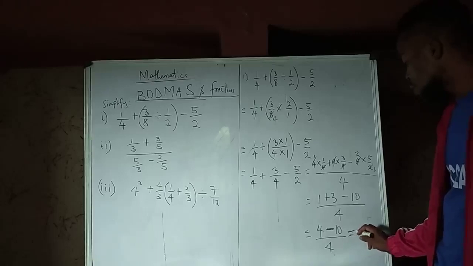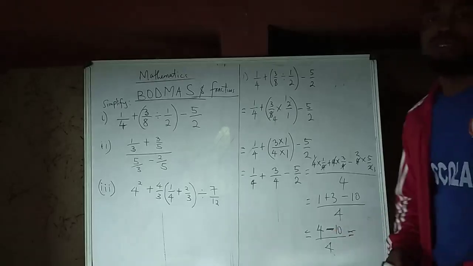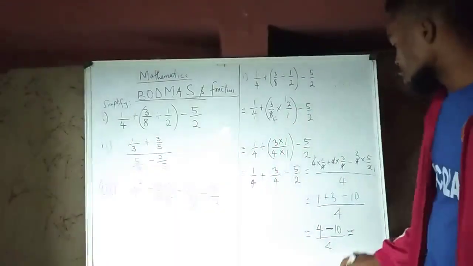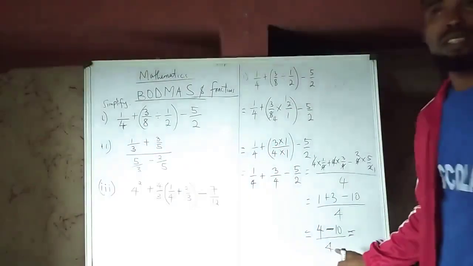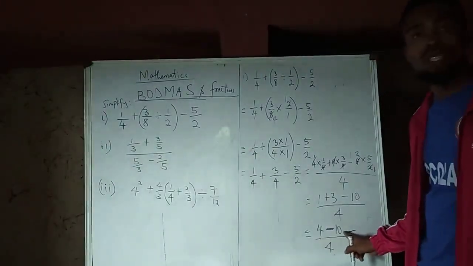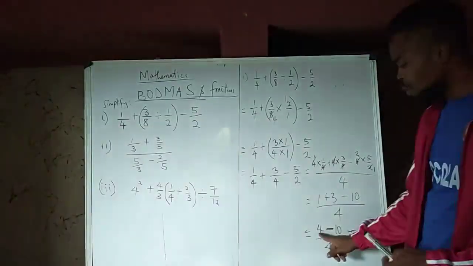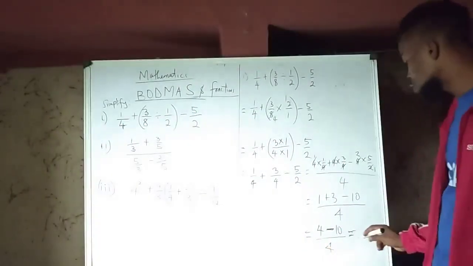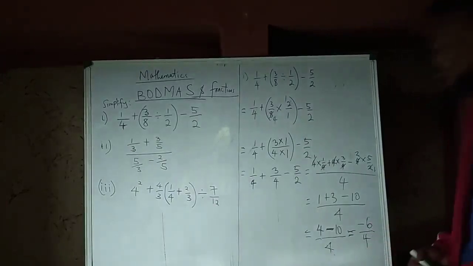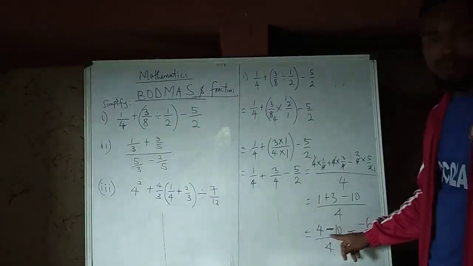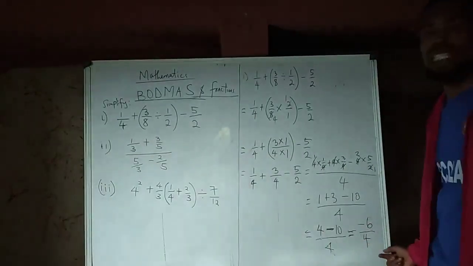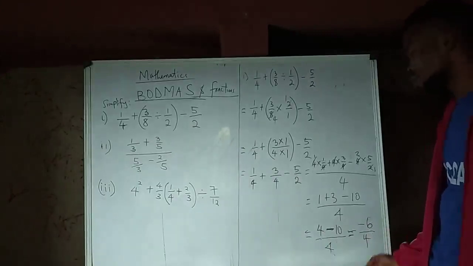So 4 minus 10 is going to be, although we've not started talking about directed numbers, but we can get this. Just know that since we are subtracting a bigger number from a smaller number, we are going to get the negative of what it was supposed to be. Now imagine if this was 10 minus 4, we'll get 6, right? But now this is 4 minus 10, so we are going to get the negative. So it's minus 6 over 4.